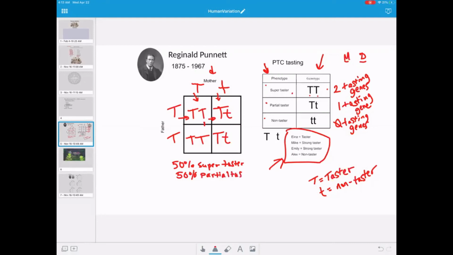But what's the percent chance that we're going to be a non-taster? Zero. 0%. Now wait, I have a problem with that. And the problem I have with that is named Alex, because yes, he is my son. He wasn't switched at birth. It's true. He is my son. Looks just like me, actually, in the male form.